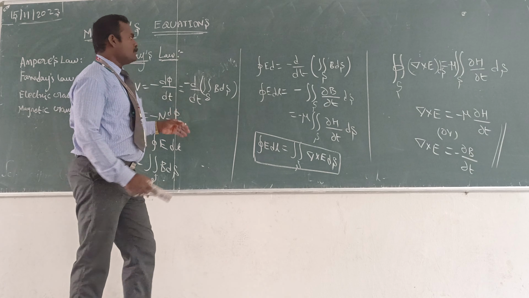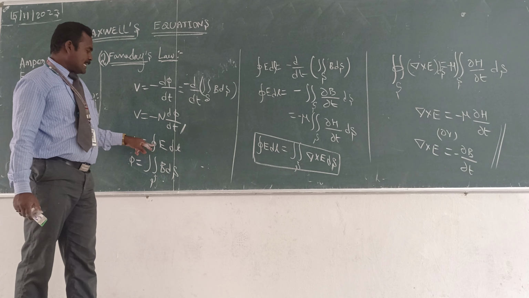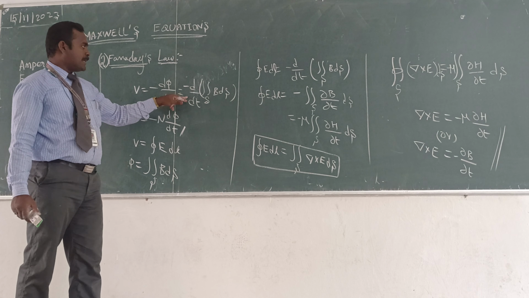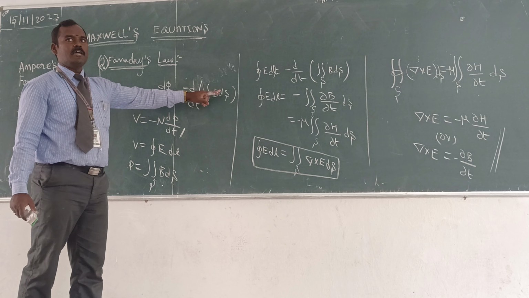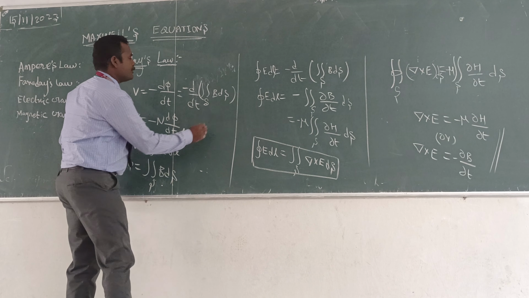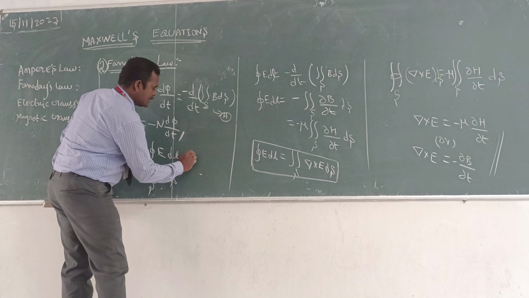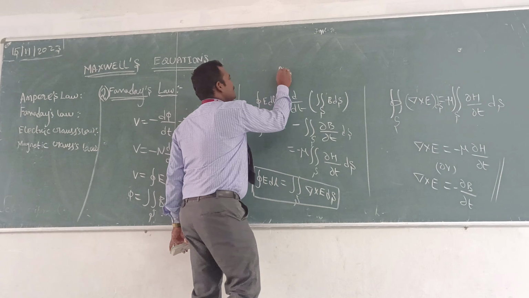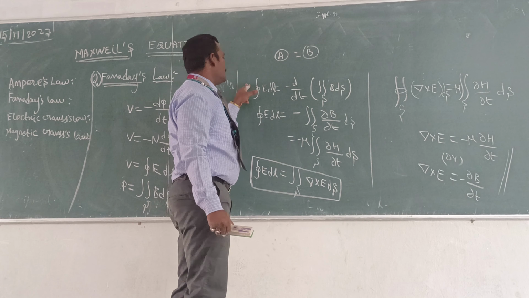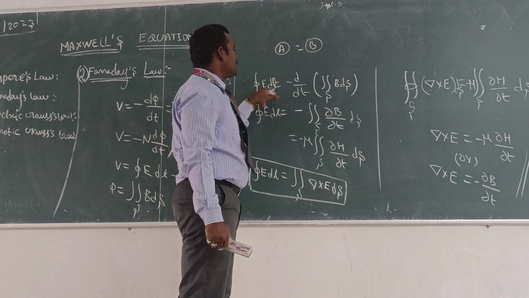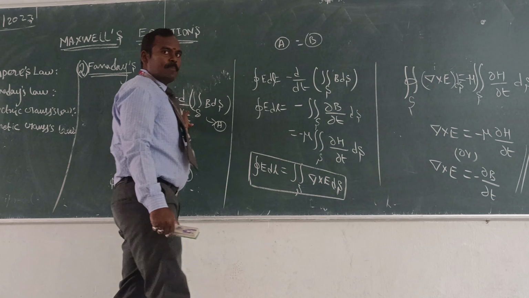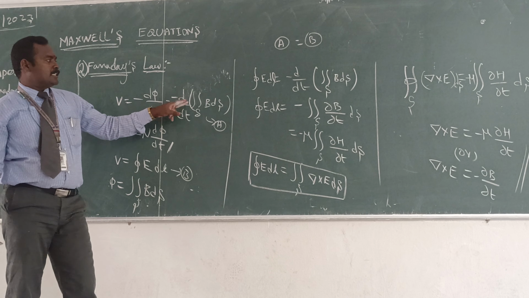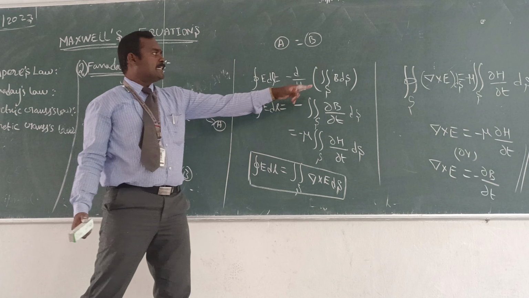So we know another equation: V is equal to the line integral of E·dl. Then V is equal to minus d by dt of the surface integral of B·ds. You can compare the equations, call them A and B. You can equate both equations, A equal to B, because the left-hand side of both is V. So the line integral of E·dl is equal to minus d by dt of the surface integral of B·ds.